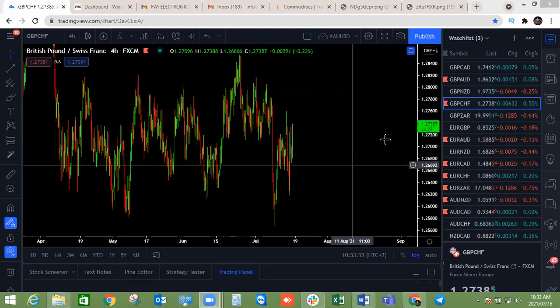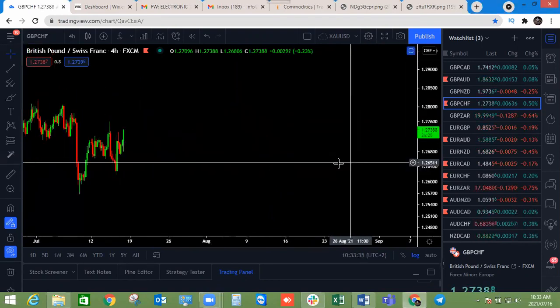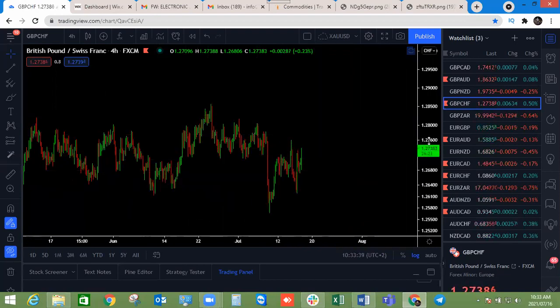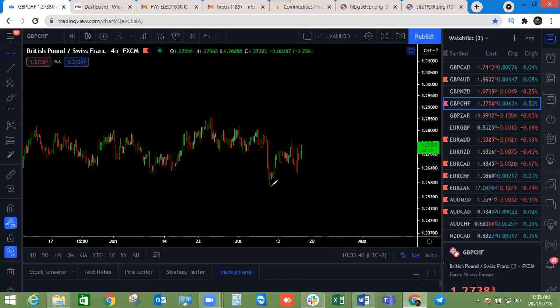All right, so Pound Chief. Pound Chief, we're looking for this to drop. This was impulsive. We've seen a 3-wave pullback here. It looked impulsive as well. Looks like we're going to have a 3-wave structure here. A bit of a push to the upside, but we're still going to expect this to continue to the downside.